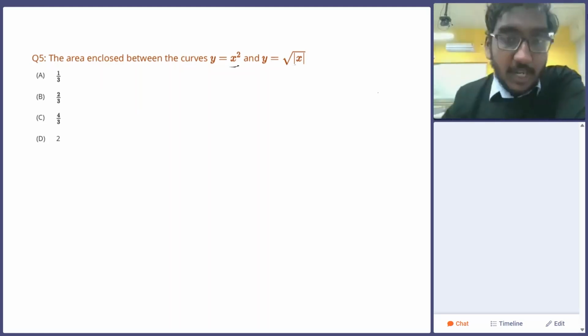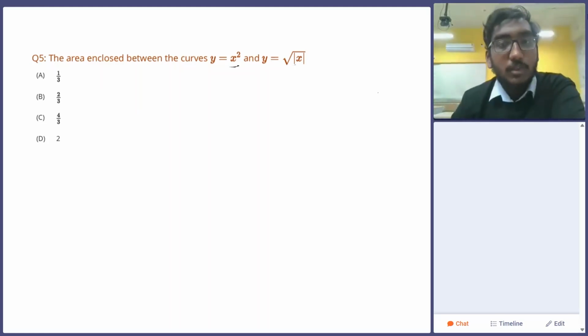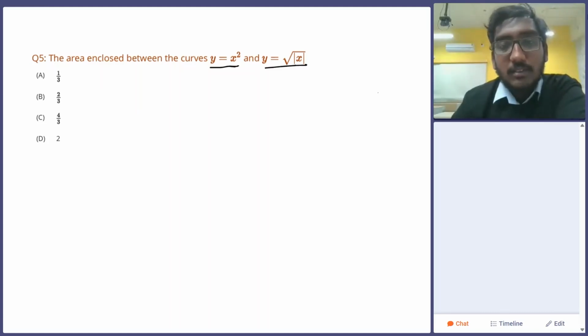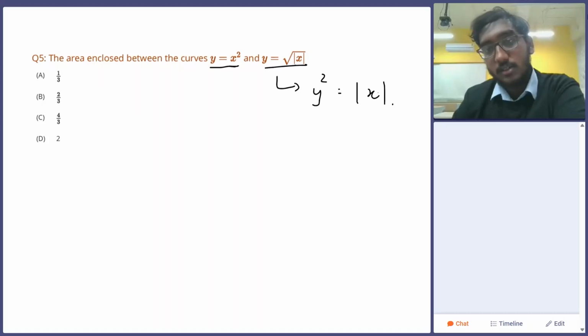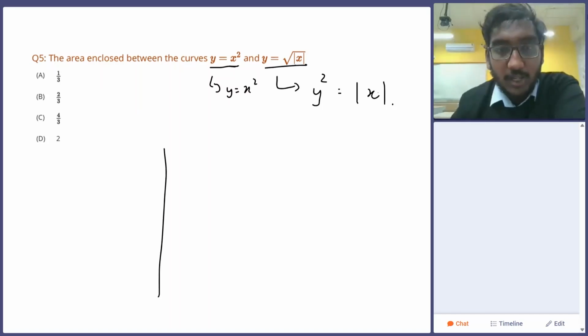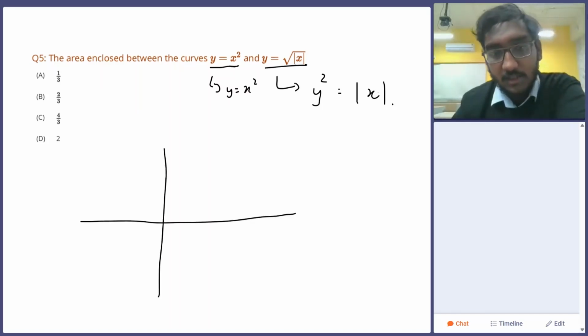So this question is from area under the curves. They have given the area enclosed between two curves. One curve is this, and another curve is this. Let's keep this curve as it is, and we'll square it on both sides. It will be the same curve, but we'll transform the equation to something helpful to us. So y square equal to mod x, and the other curve is y equal to x square. Let's first draw y equal to x square. It will look like this.